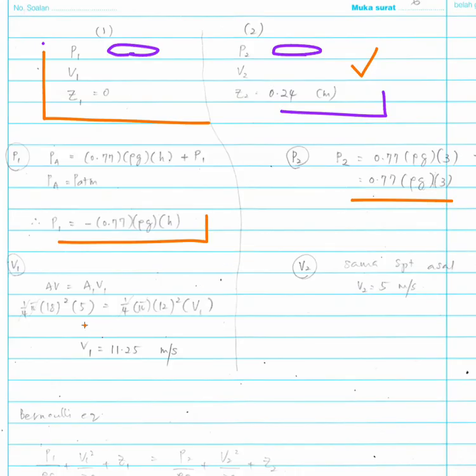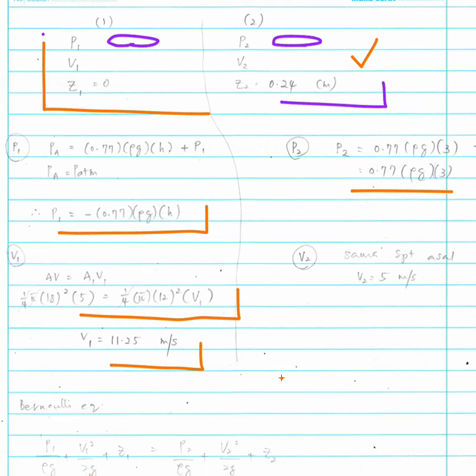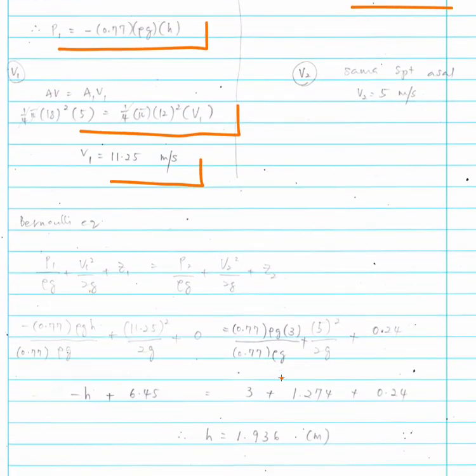And then if you do the calculation here, you will get the velocity at the throat, or velocity at point number 1, is 11.25 meters per second. And then we substitute into the Bernoulli equation all the parameters that we calculated above. So we found that h is equal to 1.936 meters.